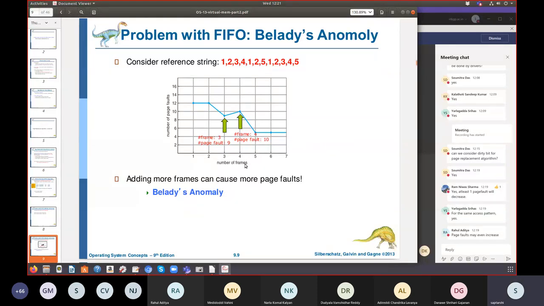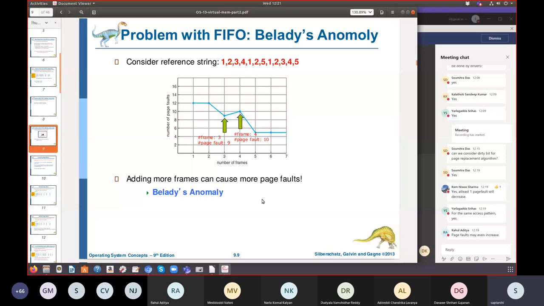Right, so it can happen that adding more frames can cause more page faults, depending on the reference string, of course. This is called Belady's anomaly. Belady, I think, was the person who first observed this. This is Belady's anomaly: in the FIFO algorithm, even if you increase the number of frames, the page faults can also increase.